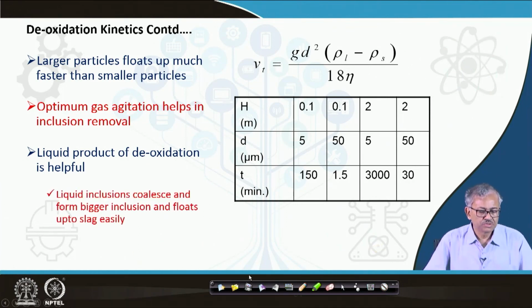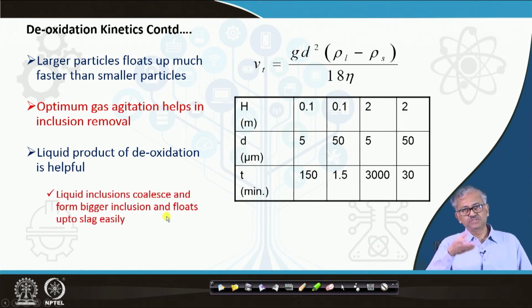So liquid inclusions coalesce to form bigger inclusions and float up, and usually SiMn is used as a deoxidant. From the kinetic point of view, this is a very good deoxidant.